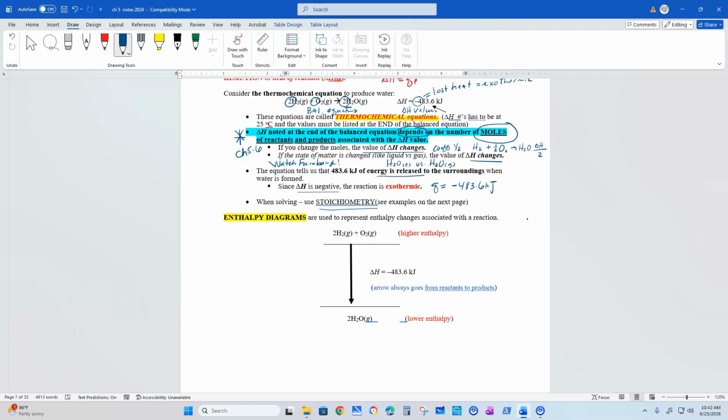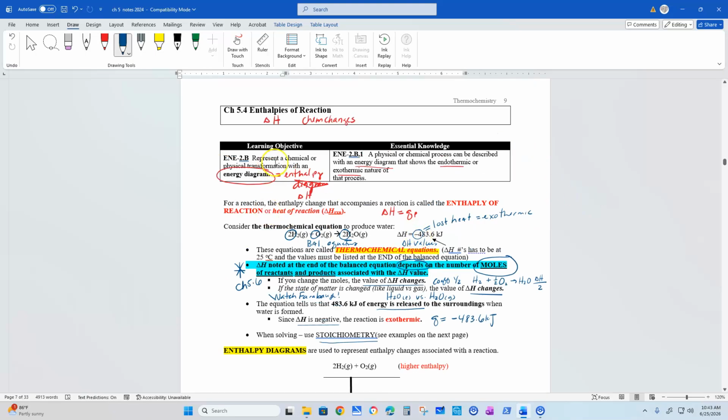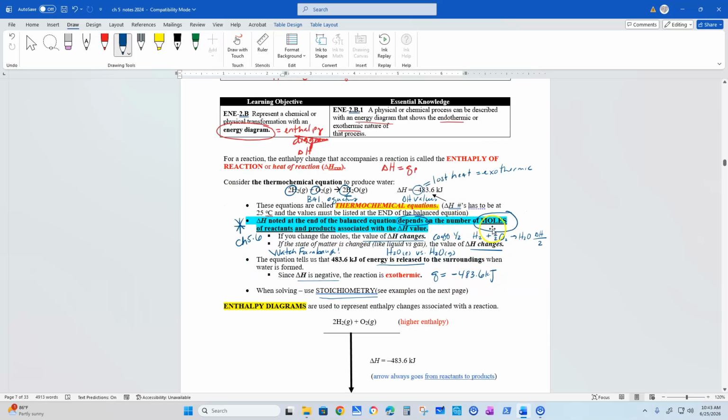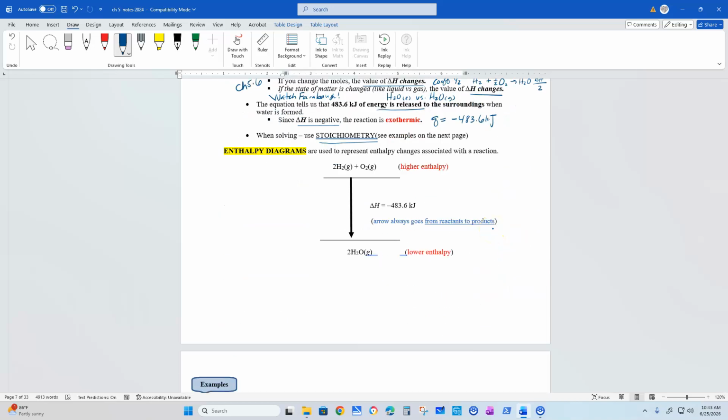So you're going to see on this next page, so get a calculator now. Might as well get it because it's coming on the next page. I'm going to show you how these thermochemical equations use moles and the delta H in the stoichiometry. So enthalpy diagrams: as you see in the learning objective above, AP expects you to know how to draw an energy diagram, also called an enthalpy diagram because we're using delta H. It's used to represent the delta H change associated with the reaction.